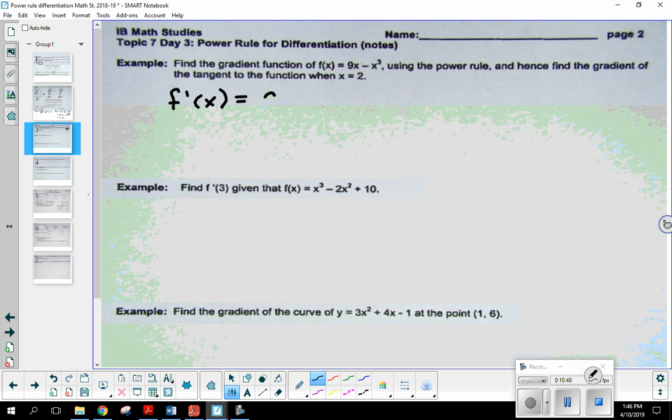Okay, she says 9 minus 3x squared. You guys agree? Perfect. And now find the gradient of the tangent when x equals 2. So what it's asking me is, now that I have the derivative, we're plugging 2 in there. So this would be 9 minus 3 times 2 squared. 2 squared is 4, times 3 is 12. 9 minus 12? Negative 3. So the slope at that location should be negative 3.